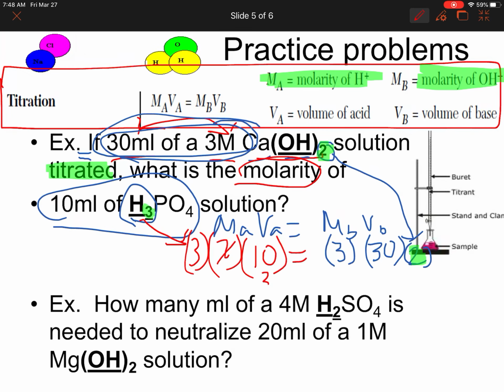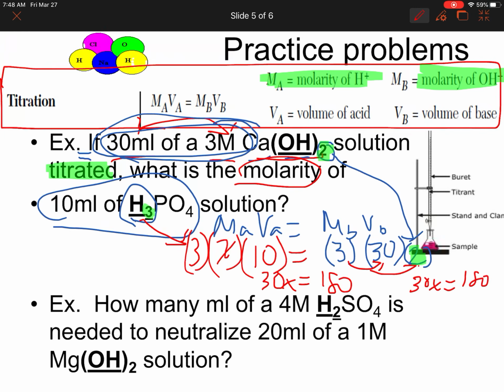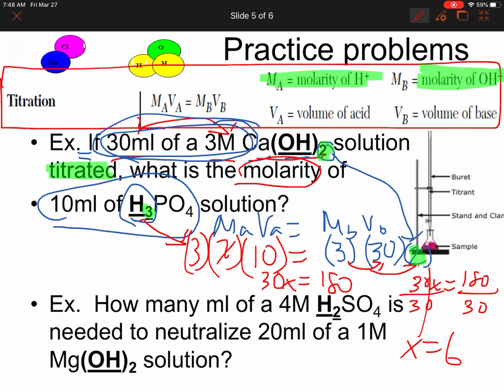3 times 10 is 30, so you have 30x equals 3 times 30 is 90, times 2 is 180. So you have 30x, so you divide by 30. 30x equals 180. Divide by 30. X equals 6 molar solution of H3PO4.